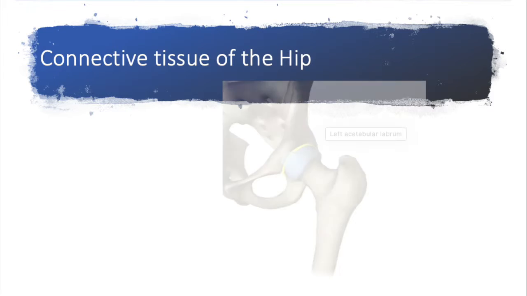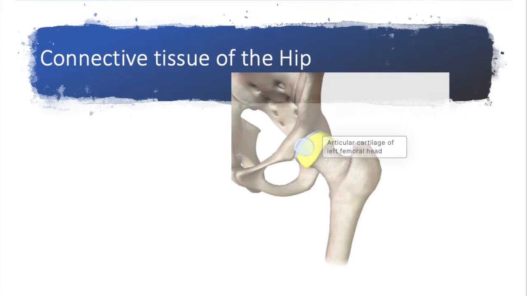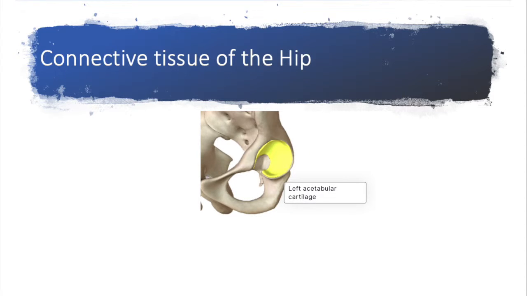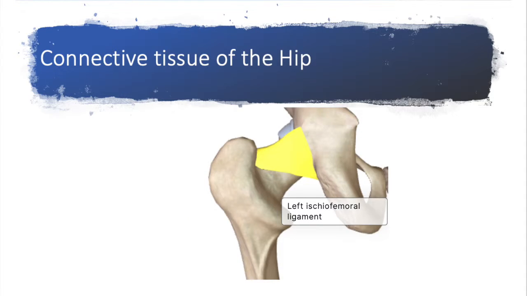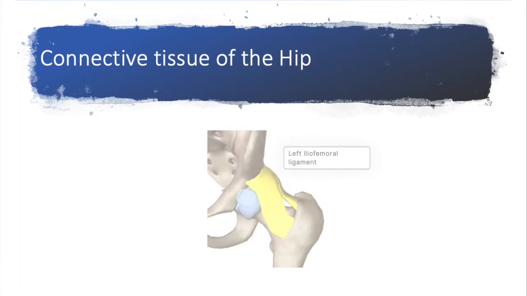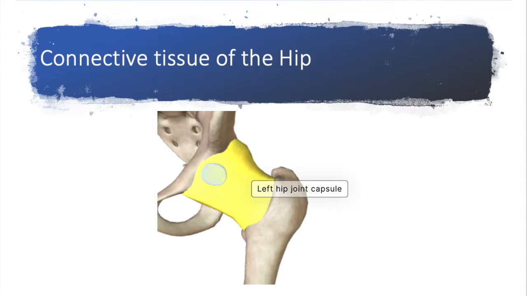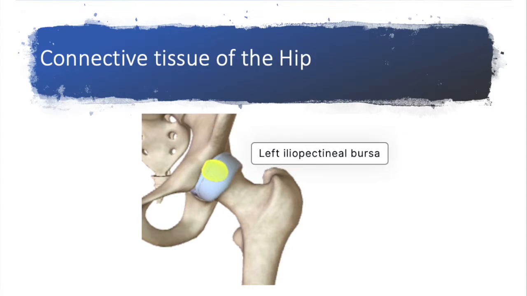The connective tissue of the hip consists of the acetabular labrum, the articular cartilage, acetabular cartilage, the pubofemoral ligament from the pubis to the femur, the ischiofemoral ligament from the ilium to the femur, the iliofemoral ligament from the ilium to the femur, and the hip joint capsule to seal the joint space, and a bursa, which reduces friction within the joint.